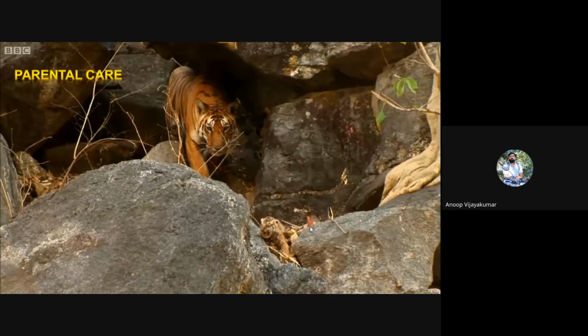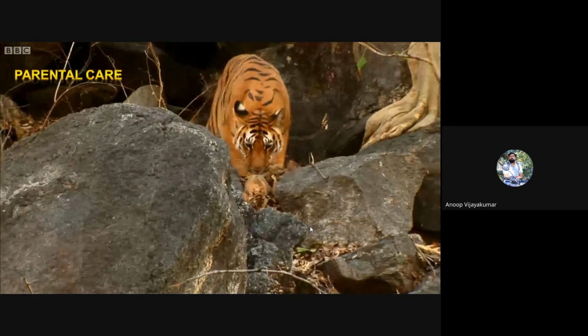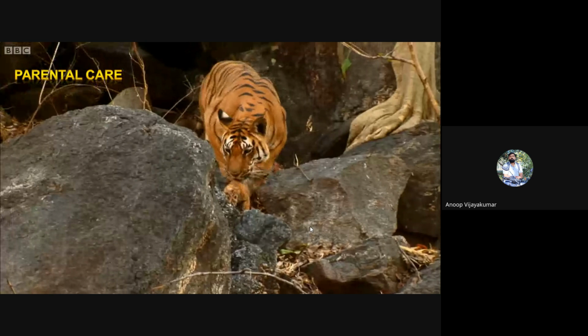I told you the tigers are very powerful. Their canines are that strong, and a single bite can kill a gaur. So you know how fragile the cubs are. But during the parental care time, the female tiger takes care of them very, very softly. That's why I'm saying their parental care is that much upgraded. I hope you can see my slides.